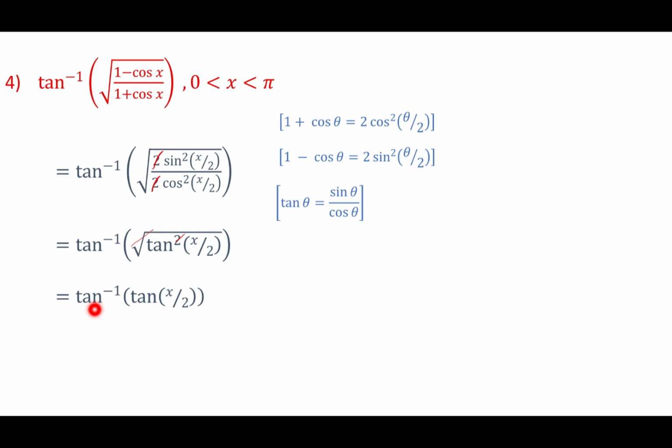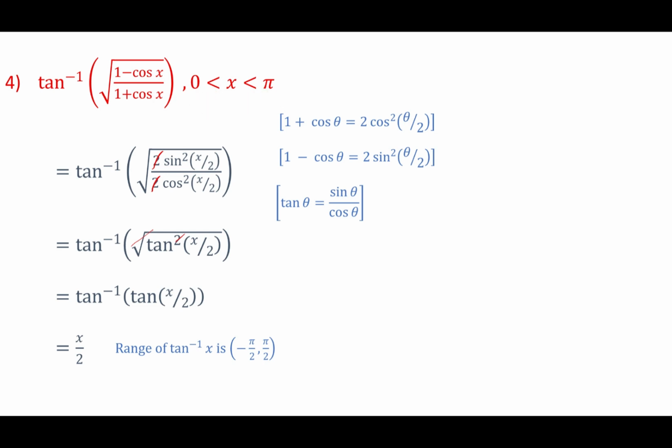Now tan inverse and tan can be cancelled if x by 2 lies in the range of tan inverse x, and the range of tan inverse x is negative pi by 2 to pi by 2. So tan inverse and tan cancel, and we get x by 2. Now we have to prove that this x by 2 lies in this range.